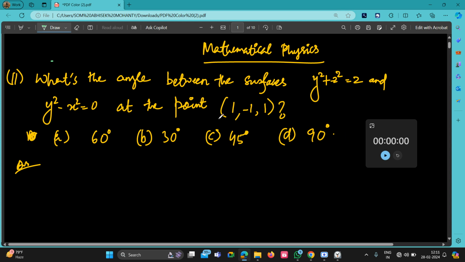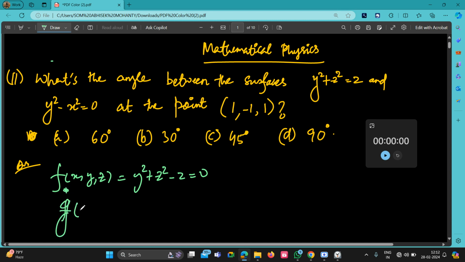So in order to calculate the angle between two surfaces, we have to find their normals first. For example, the first surface is f equal to y square plus z square minus 2 is equal to 0, like this one. The second is g equal to y square minus x square is equal to 0. So these are the two surfaces.